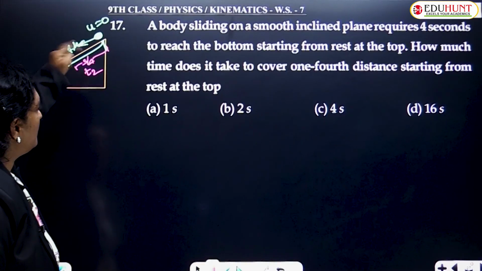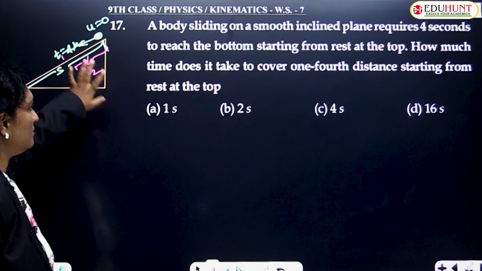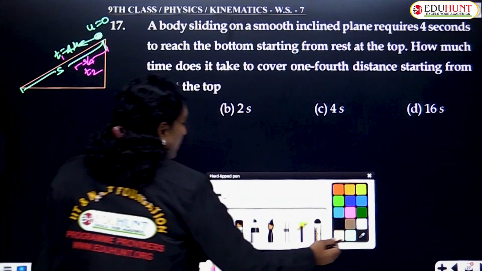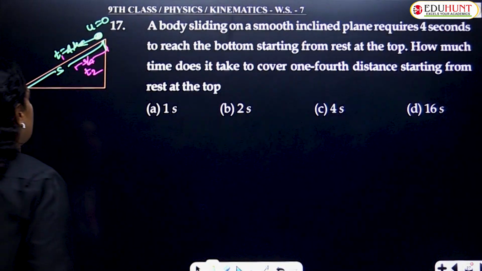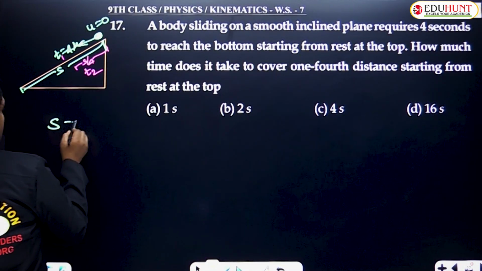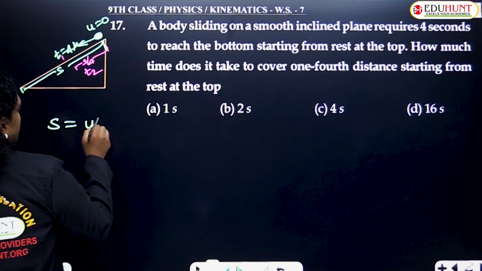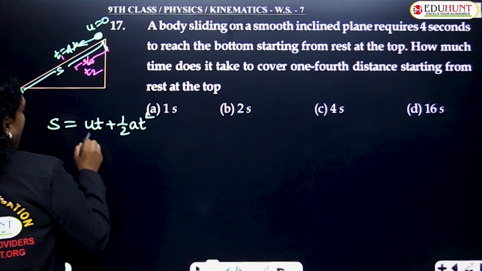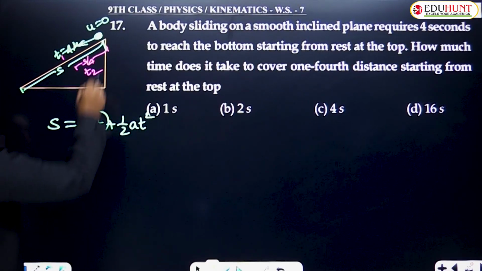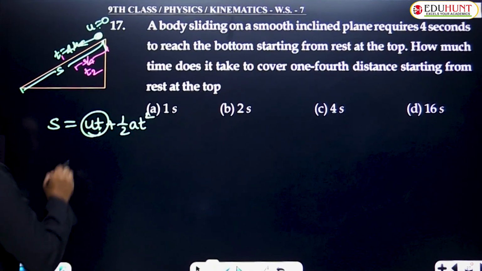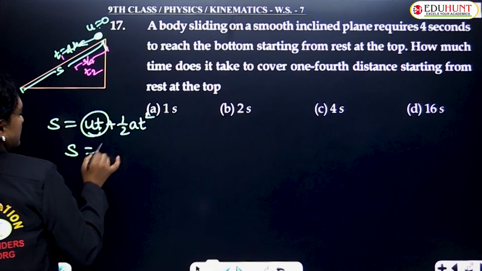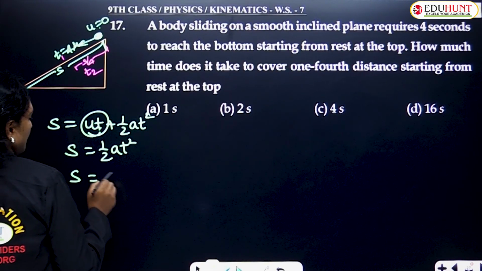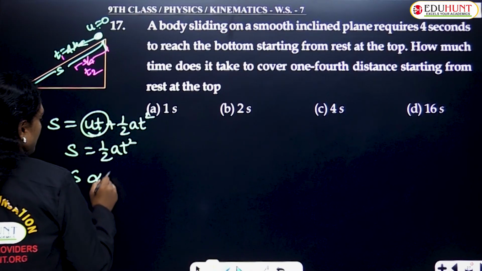Final case, the distance is given as s by 4, and you are asked to find t2. Whatever the condition is, we know only one relation between s and t: s equals ut plus half a t square. As it is a freely falling body, initial velocity is 0. Hence clearly we have s equals half a t square.